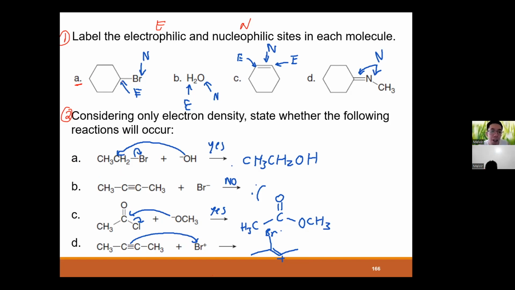So letter A. This one is correct. Partially positive ito, so this is an electrophilic site. Ito is nucleophilic. So, bromocyclohexane, no? This is correct. In water, hydrogen is your electrophilic site. Oxygen is your nucleophilic site. This is also correct.